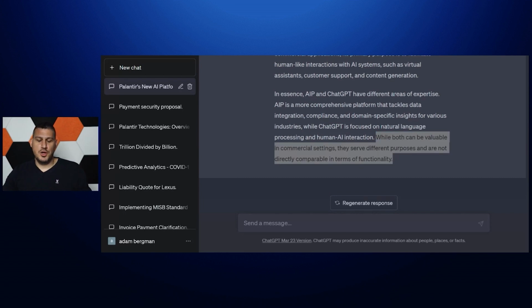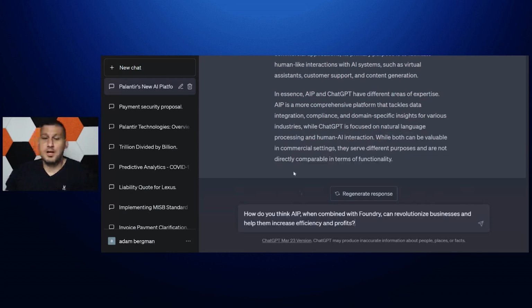And let's ask the golden question right here. How can you make more money using AIP? How do you think AIP, when combined with Foundry, can revolutionize businesses and help them increase efficiency and profits? Because at the end of the day, this is the value of Palantir.